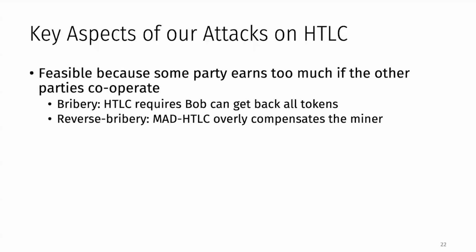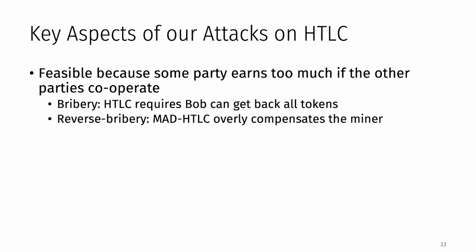Before designing our mechanism, let's again look at the key things that we exploit in our attacks. The first part is that these attacks are possible because some party earns too much money if other parties cooperate. In the case of bribery, it was Bob who was earning VDEP plus vcall if miners cooperated. And note that there exists a path in the HTLC spec which says Bob should get back all of this money, so this is something that we cannot avoid. There has to exist a path where Bob gets back all of his money.